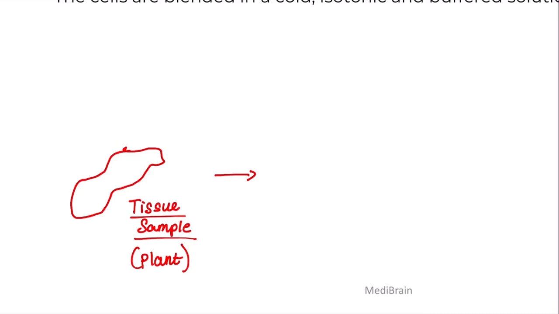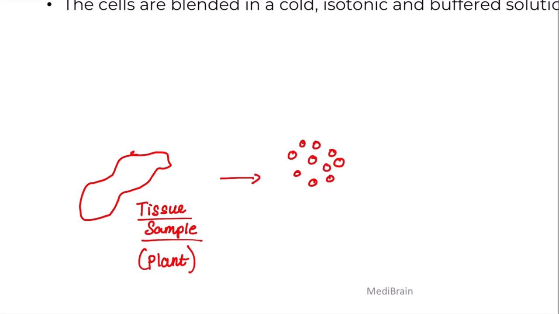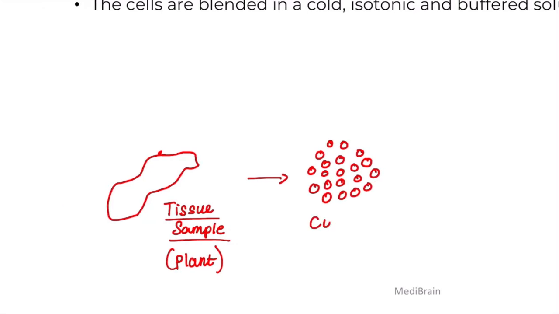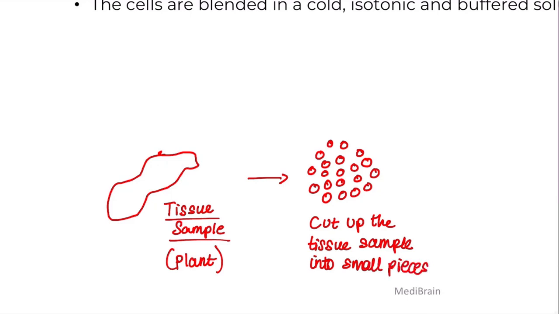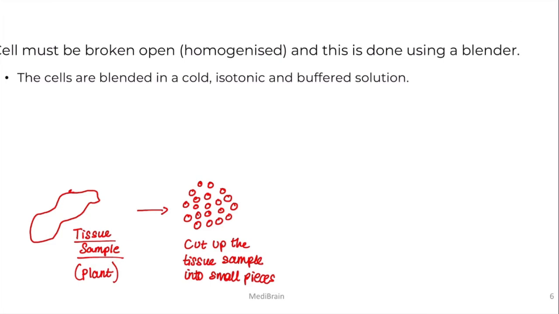What we're going to do is cut up this tissue sample first of all using a knife. We're going to cut it up into small pieces, as small as we can get with a knife. We're not going to get it this small; I've just drawn this as an example. In reality, it's going to be a bit bigger than this. So we've cut up the tissue sample into small pieces.